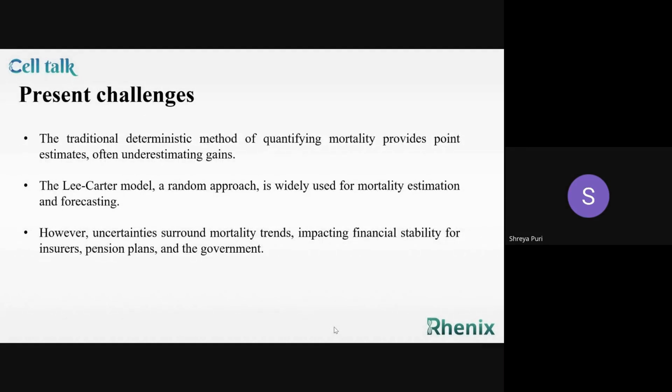Present challenges. The traditional deterministic method of quantifying mortality was able to provide point estimates, but it often underestimated improvements in mortality and was not able to provide accurate data. The Lee-Carter model is a stochastic approach which is used for mortality estimation and forecasting. However, there are still uncertainties which surround mortality trends, impacting financial stability for insurers, pension plans, and the government. Fund plan managers rely on accurate data, but they can't wholly depend on that data as there are uncertainties.